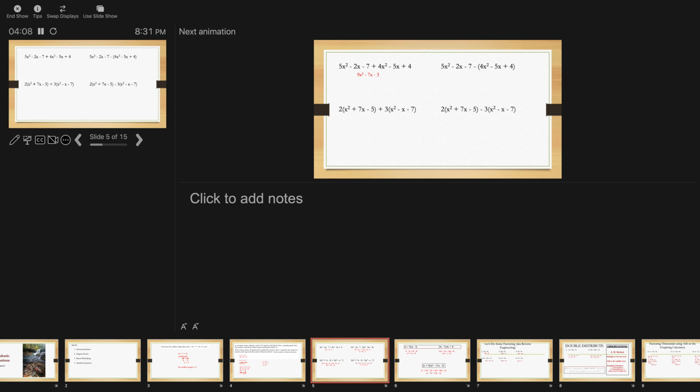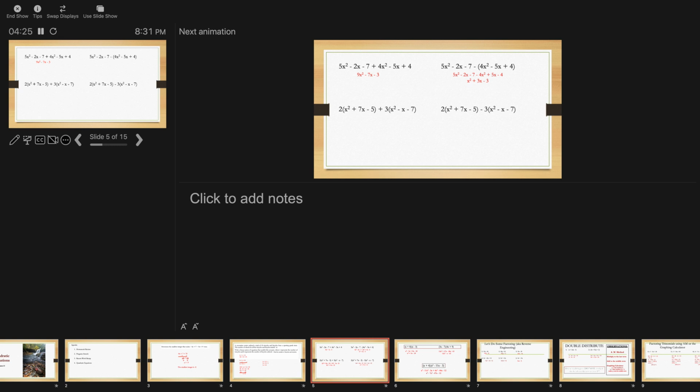Okay, so for the first one, I get all my x squareds together. There's 9 of those. I get all my x's together. There's -7 of those. And I get all my numbers together. There's -3. So 9x squared minus 7x minus 3.